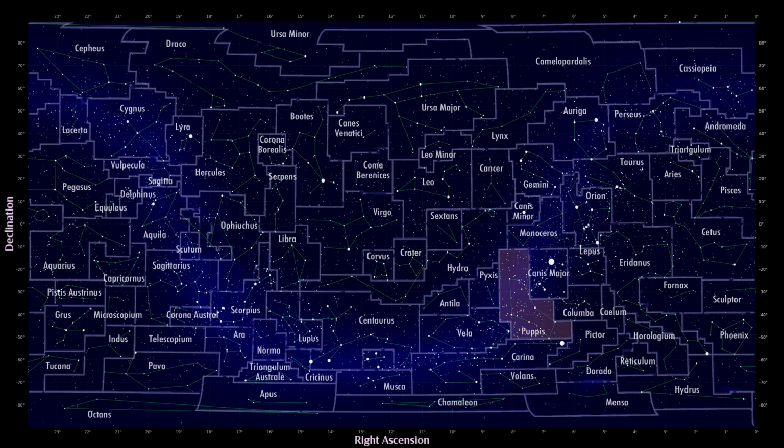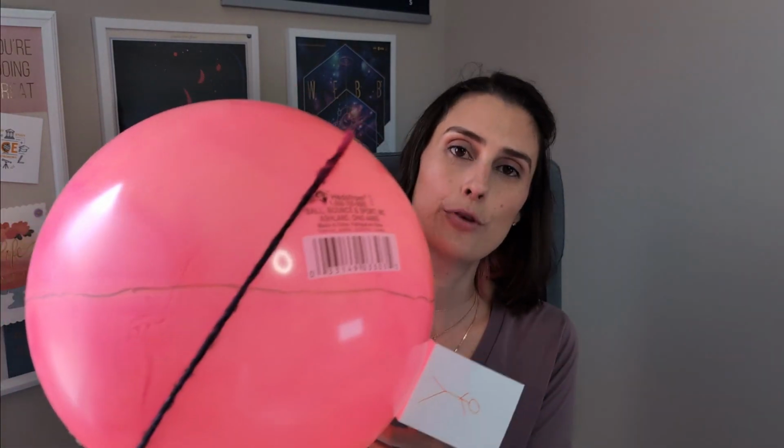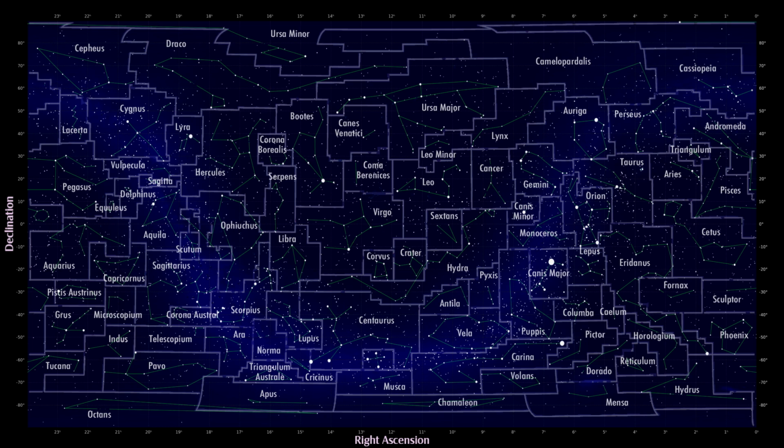Now for an observer at 40 degrees north latitude, this would mean they would be able to see as far south as parts of the southern constellations of Puppis, Vela, Centaurus, Lupus, Norma, and Ara. On the other hand, an observer at 40 degrees south latitude would be able to see as far north as parts of the constellations of Lynx, Ursa Major, Canes Venatici, Bootes, and Hercules.